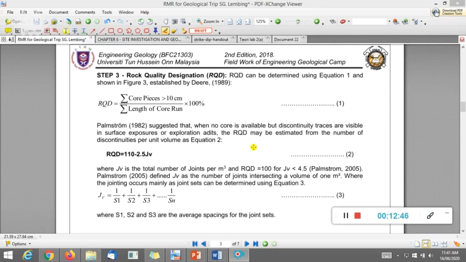So if there is no core available, you can use this formula, the equation of 2.